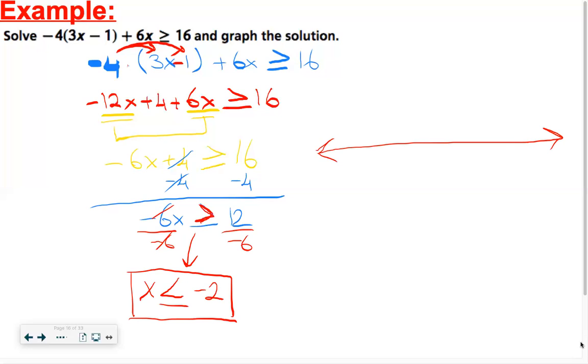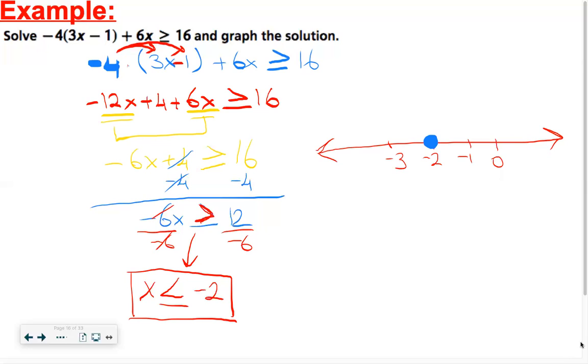This is 0, -1, -2, and -3. The first thing you need to determine is whether you are going to use an open circle or a closed circle. Because x includes -2, I am going to use a closed circle. Second, direction. Am I going to go to the left direction or the right direction?